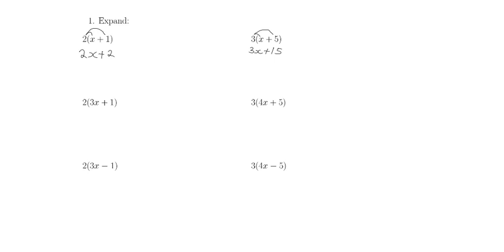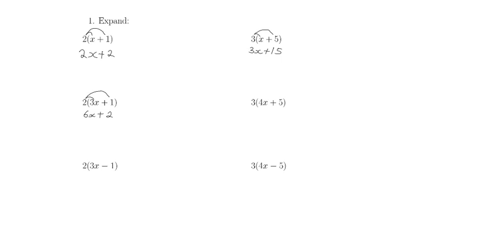Let's have a look at the next one. So here we have to do 2 times 3x and 2 times 1. 2 times 3x: we multiply the numbers together and we just keep the x. So 2 times 3 is 6, and we just keep the x there, so 2 times 3x is 6x. 2 times 1 is 2. So the answer is 6x add 2.